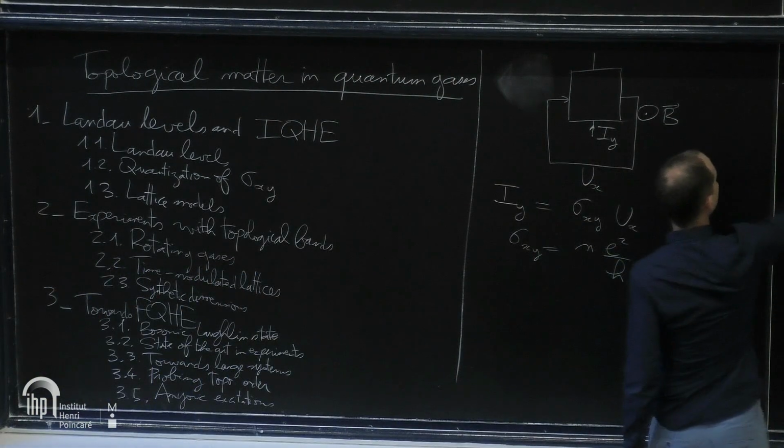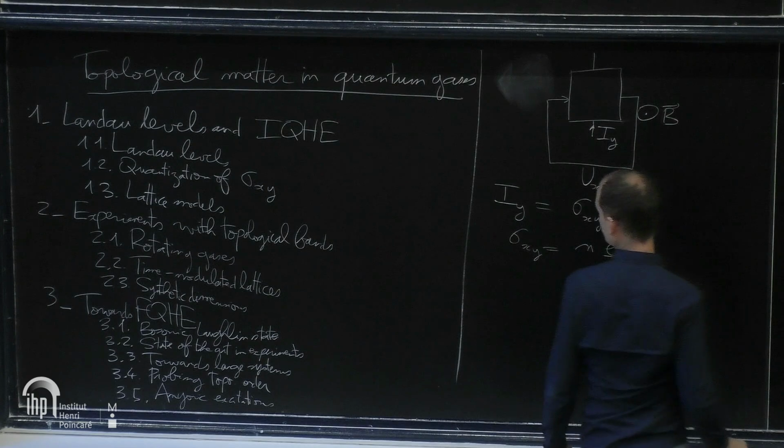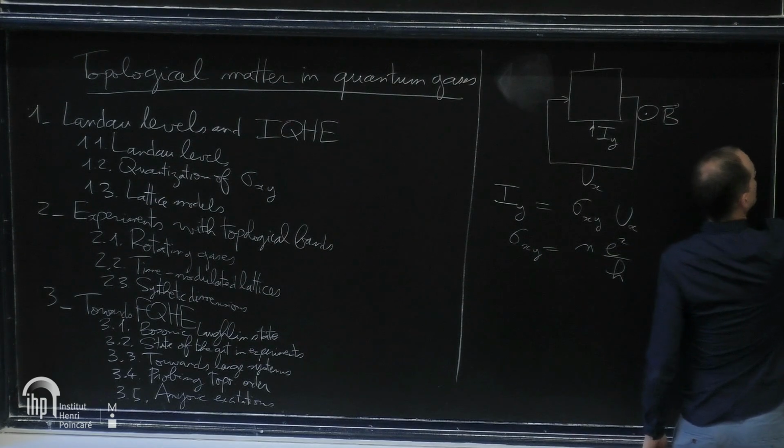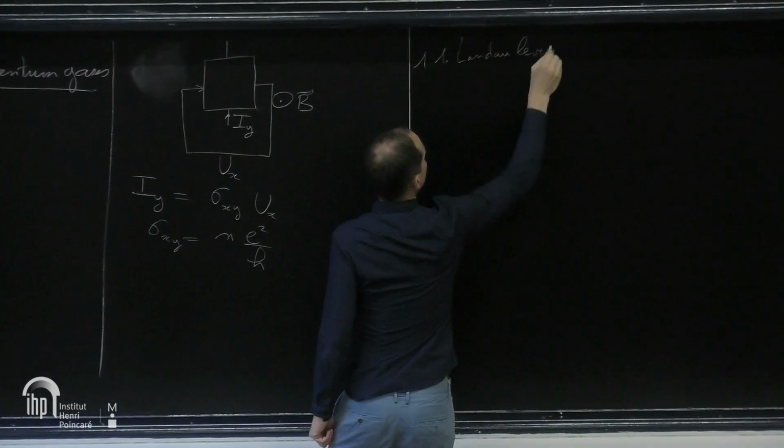So this is the first section, on Landau levels, which is the model with minimal ingredients. So we need particles with a charge subjected to a magnetic field, and there is no underlying lattice or additional potential. So it's really an ideal model.